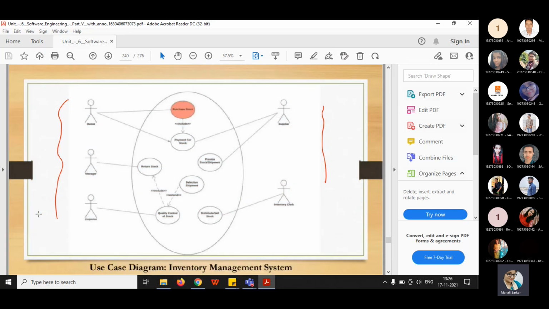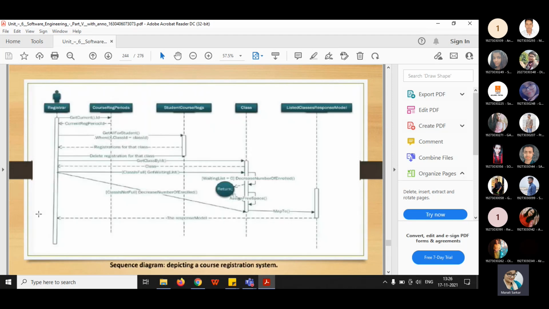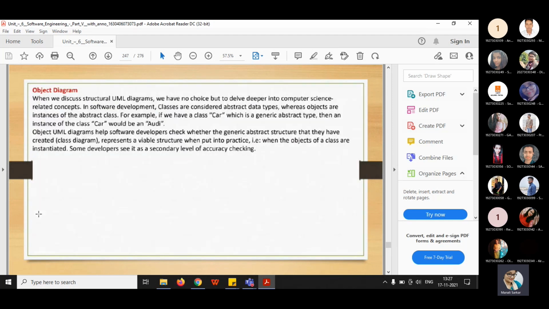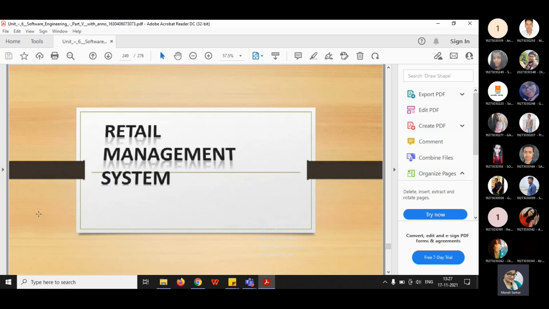I was asking for a purpose because I have explained two examples of use case. Now it's your duty to construct one use case diagram on a retail management system. That is the name. So do it now, this is your lab class. Use MS Word.